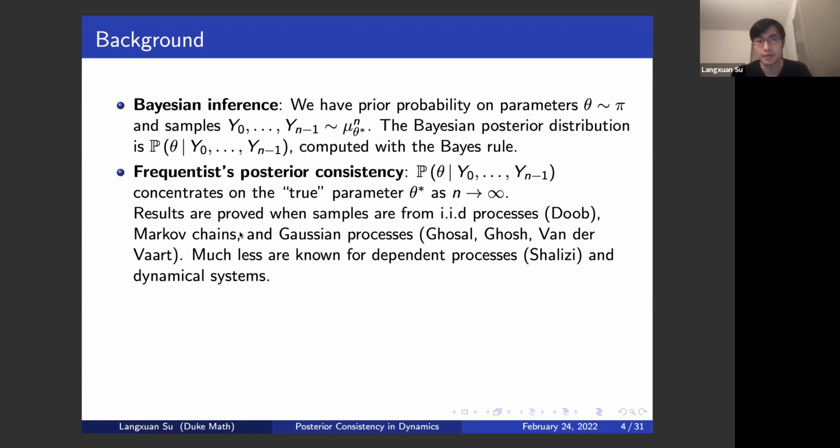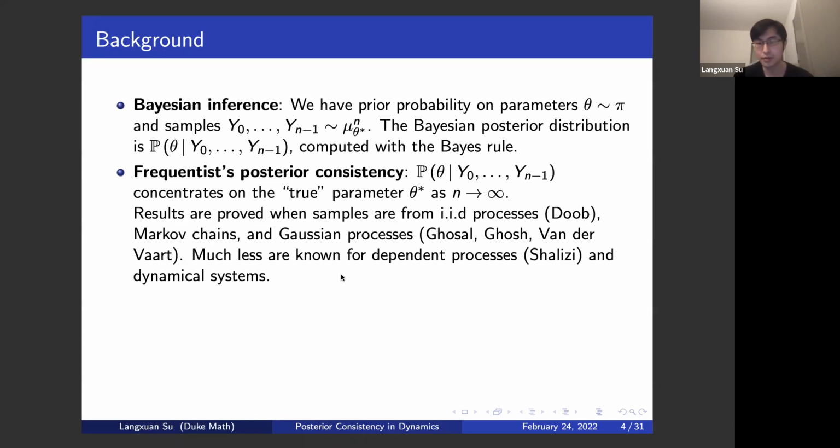But if we consider samples that are from maybe dependent processes or even dynamical systems, in that case there are actually almost no results on posterior consistency. Maybe just one result from Charlizy, and it's just very hard to find results for dependent processes and dynamical systems.